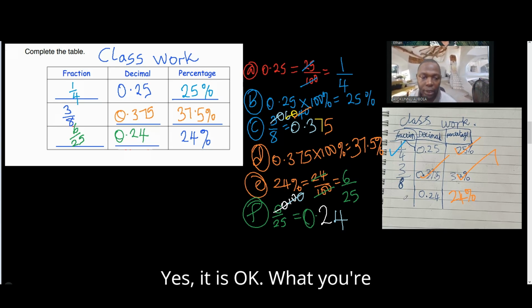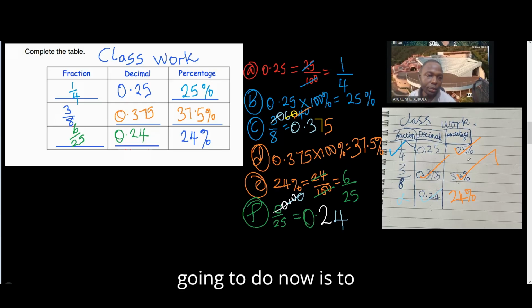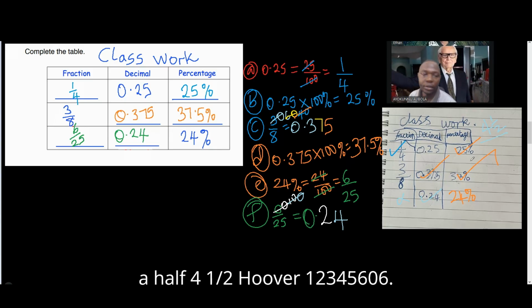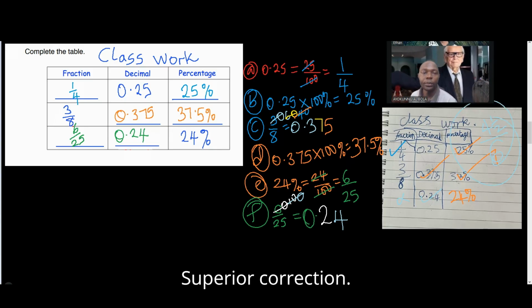Okay, what you're going to do now is to put down your corrections. 1, 2, 3, 4, 1, 2, 3, 4 and a half. 4 and a half over 1, 2, 3, 4, 5, 6, over 6. So put down your correction.